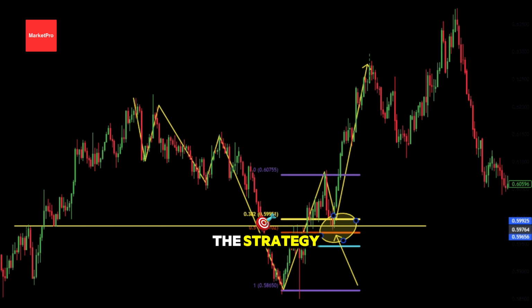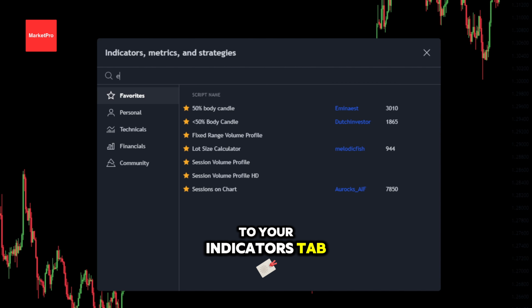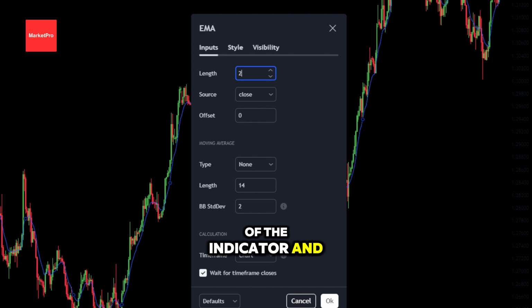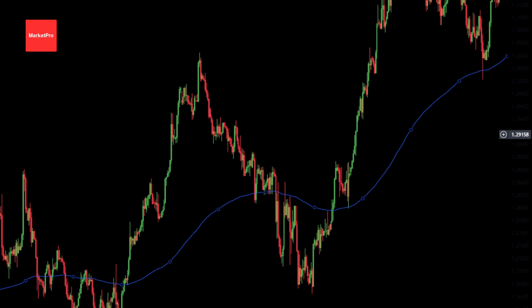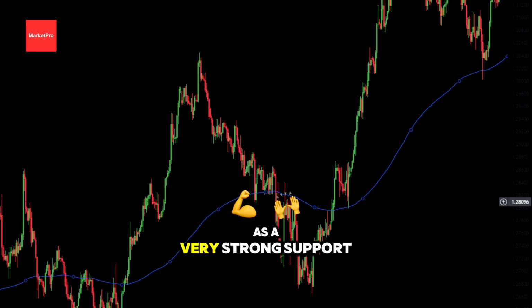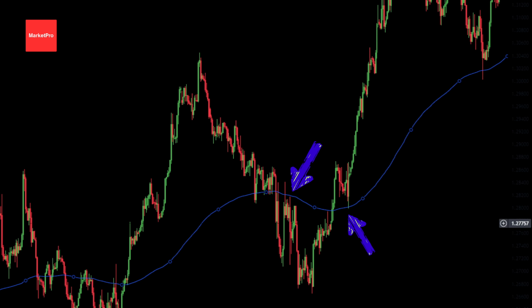We can add even more confluence. To do this, go to your Indicators tab and type in EMA. Go to the settings of the indicator and change the length to 200. The 200 EMA, on a larger time frame, is going to act as a very strong support and resistance.